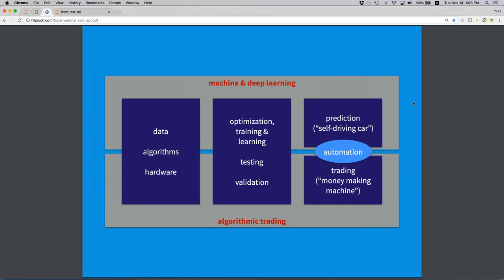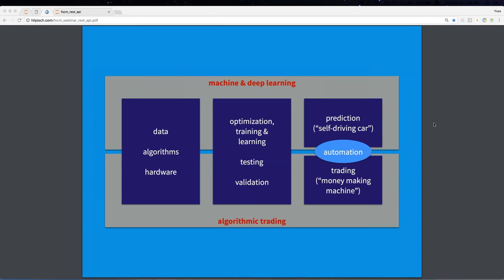So algorithmic trading, let's say, is a discipline that looks after the creation of a money-making machine, and the machine should do this on its own, preferably without human intervention. So there might be some human being who set everything up, but afterwards it should run on its own, so to say.